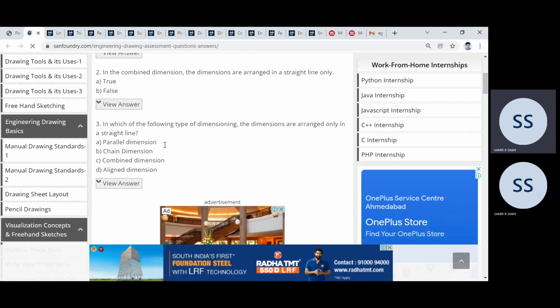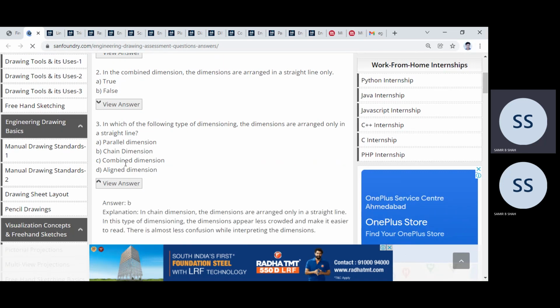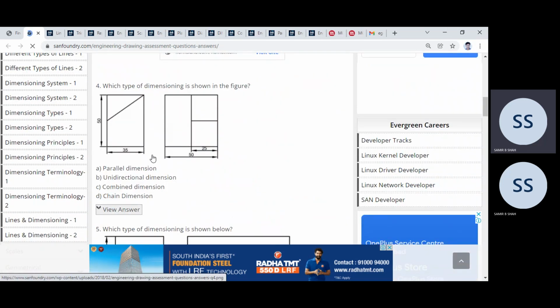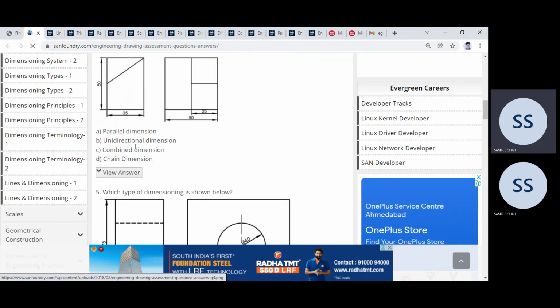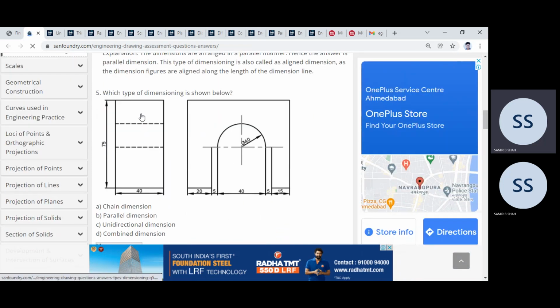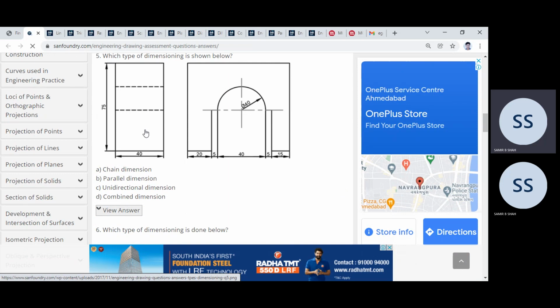In which of the following types of dimension are the dimensions arranged only in a straight line? Okay, ऐसा कौन सा है कि जहाँ पे डायमेंशन, पूरे जो डायमेंशन होते हैं वो स्ट्रेट लाइन में अरेंज होते हैं? It's a chain dimension. Which type of dimension is shown in the figure? यहाँ पे जो भी डायमेंशन दिए हैं आपको, there is no any circle or any arc, so here the dimensions are parallel dimension. Now which type of dimension is shown in detail?